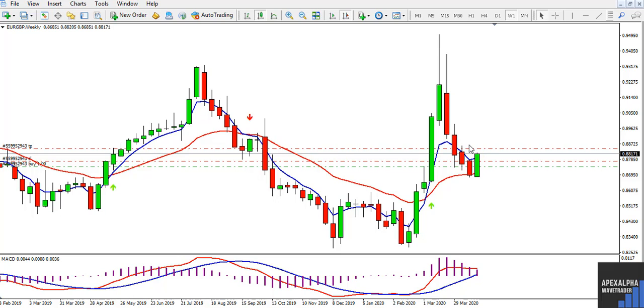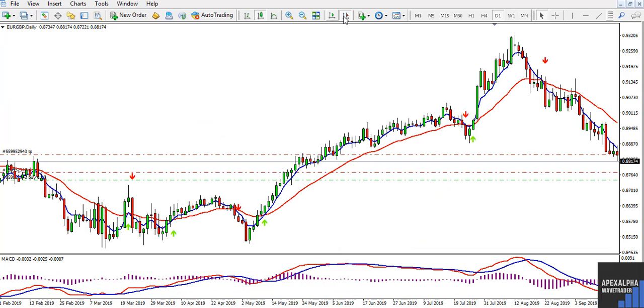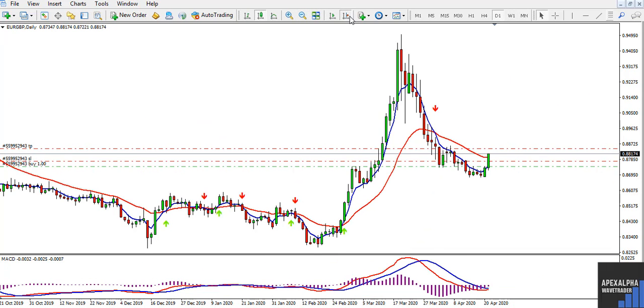And you can see now that we are retracing possibly into the fifth wave. We had our golden cross here on the EMAs, golden cross on the MACD. So everything points to the trade going up in the long run. So going to the daily chart now, this is what's going on.